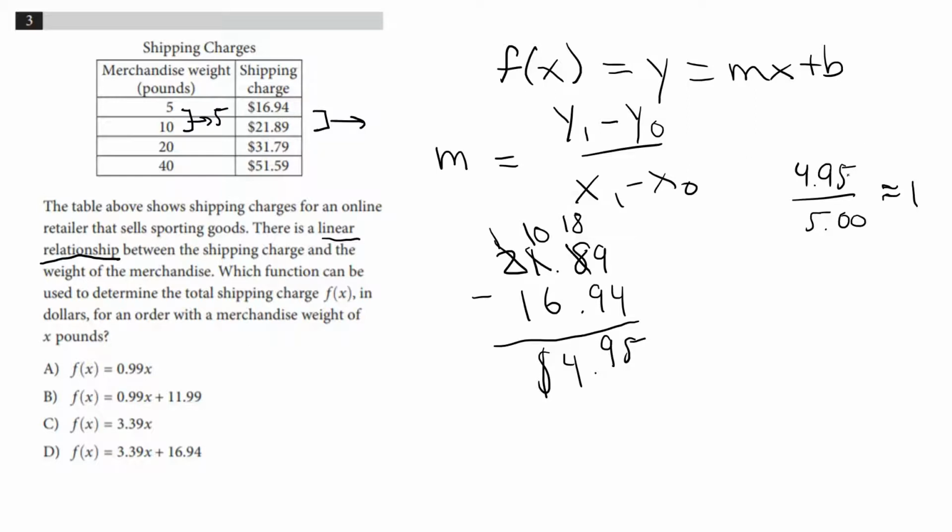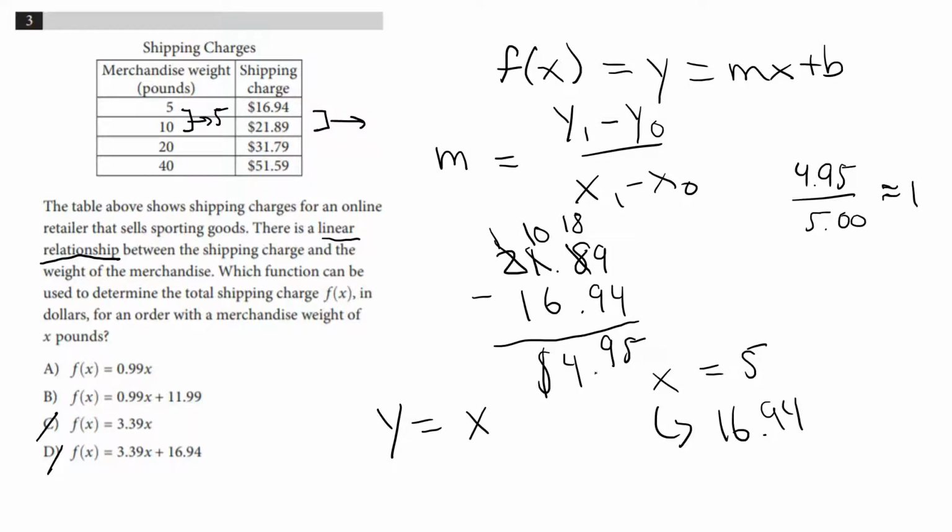So since it's very close to 1, we can already just knock out C and D, right? Okay. And there also has to be some sort of constant added onto the end, because if we only had y is equal to approximately 1, so basically x, right? Then we would have, after 5, it would only be 5, right? However, we know that's wrong, right? Because when you plug in x is equal to 5, right, the output is 16.94, right? Which is not the same as 5.